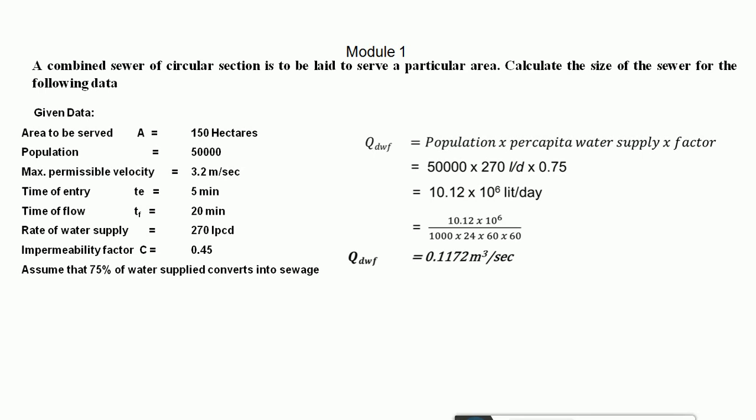So area to be served is 150 hectares. The total population is 50,000. Maximum permissible velocity is 3.2 meter per second. Okay, so time of entry is equal to 5 minutes. Time of flow is equal to 20 minutes. Okay, so rate of water supply is 270 LPCD. The coefficient of runoff or impervious factor is given as 0.45. Okay, and also we have to assume that 75% of water supply is converted into sewage.